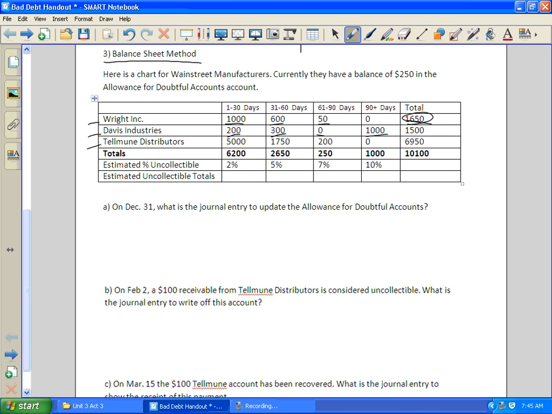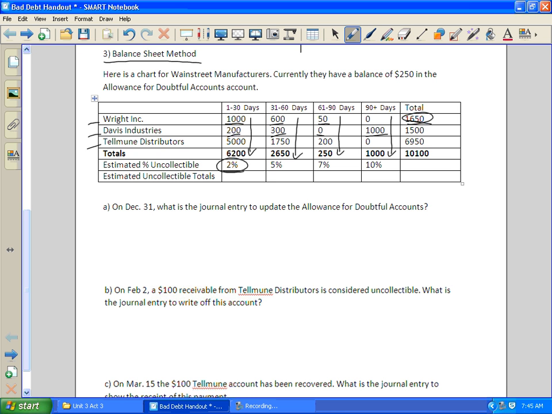So what you'll do is I'll give you this chart. You won't normally have to calculate it, except for one exception. You total up and you get 6,200 in this column. You get the 2,650 here, the 250 here, and the $1,000 there. This is always going to be given to you, the estimated percentage uncollectible.